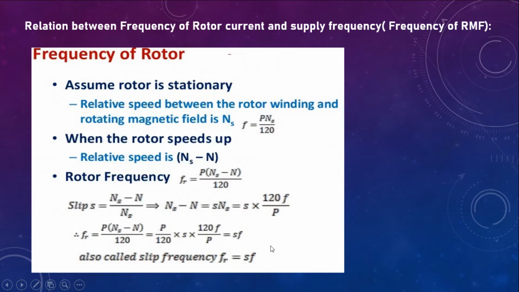Now substitute back here, p into ns minus n by 120. So p by 120 as it is, you substitute value for ns minus n. You can substitute this value s into 120 f by p here. We'll get s into f. So rotor frequency, also called slip frequency, is given by fr is equal to s into f. This is one of the important derivations to find out the rotor frequency or slip frequency.